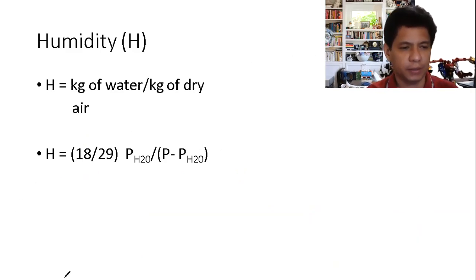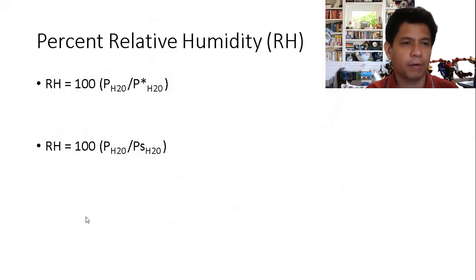Okay, so next, let's take a look at relative humidity or RH. When you say percent relative humidity, you simply divide the partial pressure, pH2O, by the saturated pressure of water at that temperature.